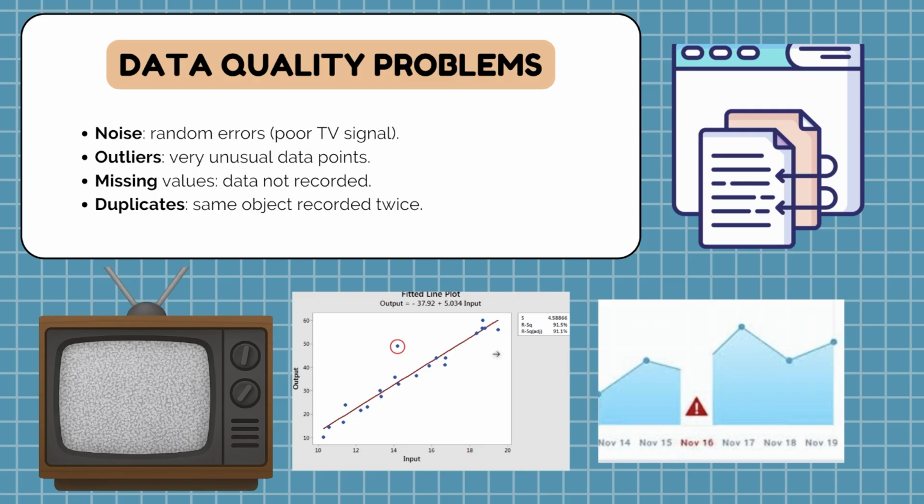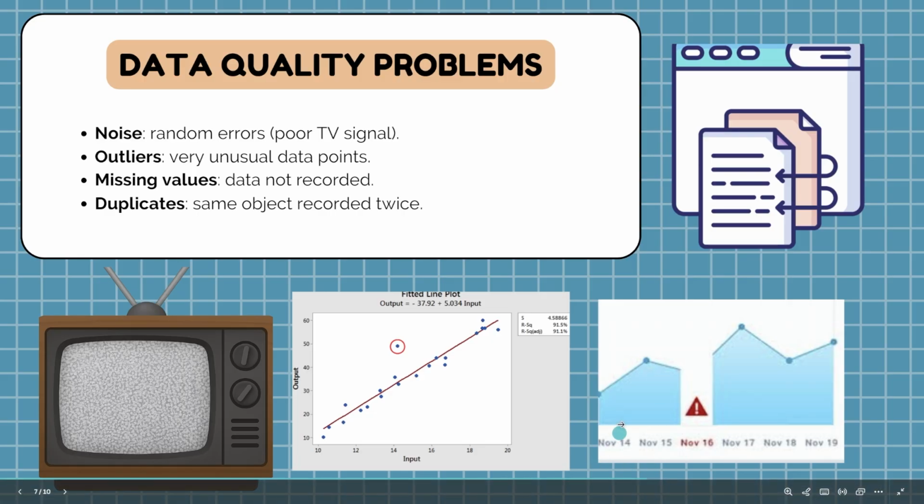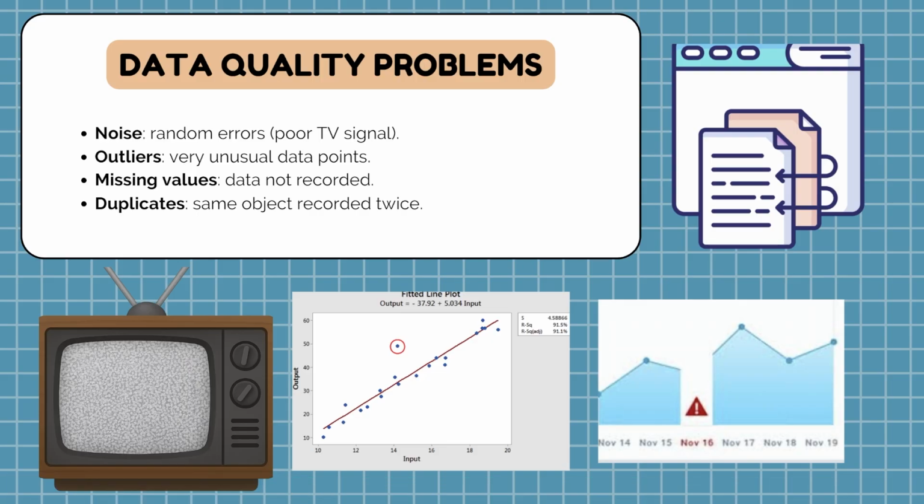And the third one is missing values. These are data that are not recorded. For example, you have recordings for November 14, November 15, but no recording for November 16 due to a power outage or something. These are missing values. Duplicates are the same object recorded twice. For example, the same customer is stored twice in the database under two email addresses.